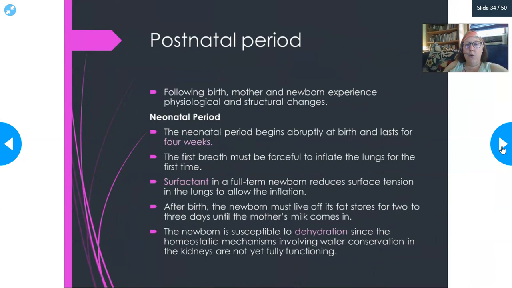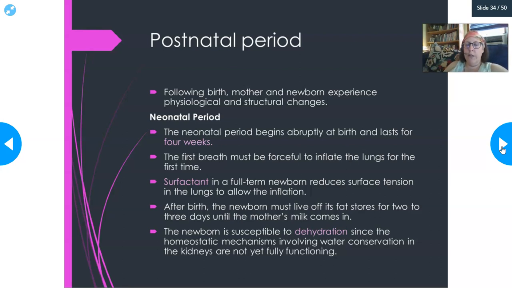All right, so following birth, mother and newborn will experience different physiological and structural changes. The neonatal period will begin abruptly at birth and last for 4 weeks. So the baby is a neonate the first month. That first breath has to be forceful enough to inflate the lungs for the first time, because remember what's in there right now? Fluid. All that's going to come out and they have to inflate.